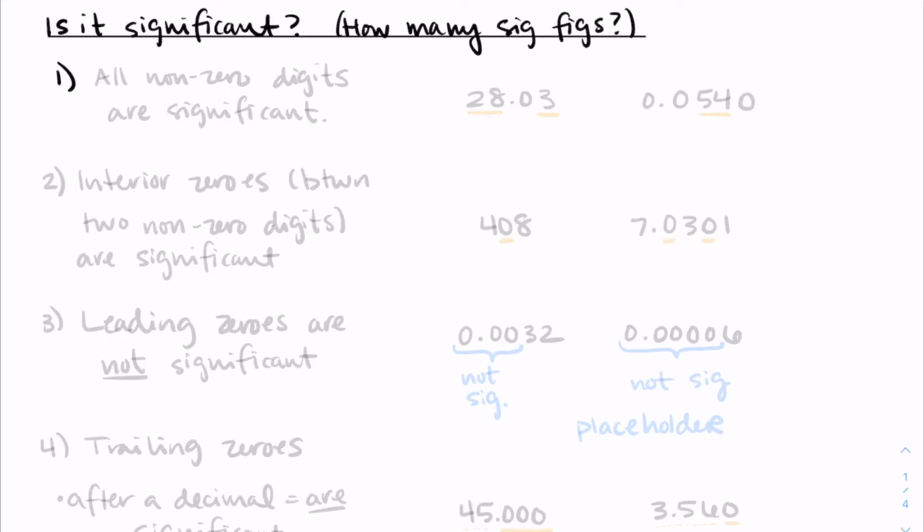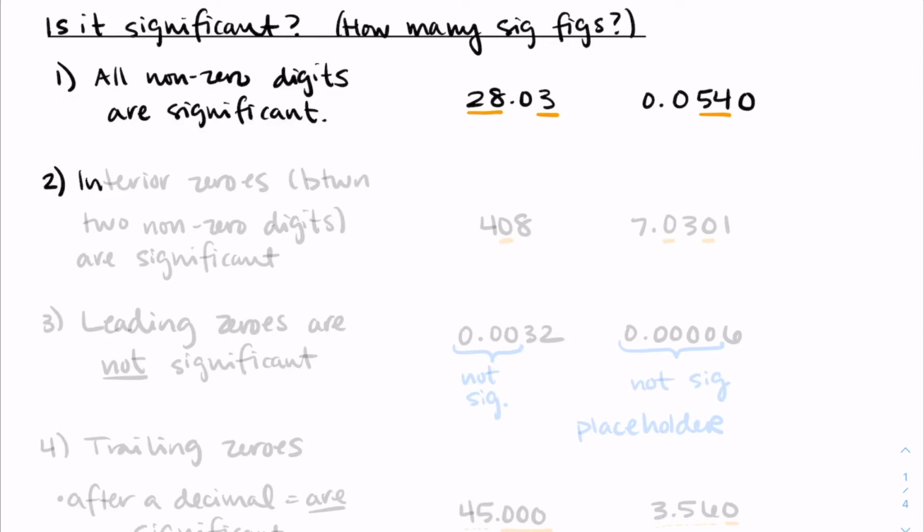So first, all non-zero digits are significant. So in 28.03, the 2, the 8, and the 3, definitely significant. In 0.0540, the 5 and the 4, definitely significant.